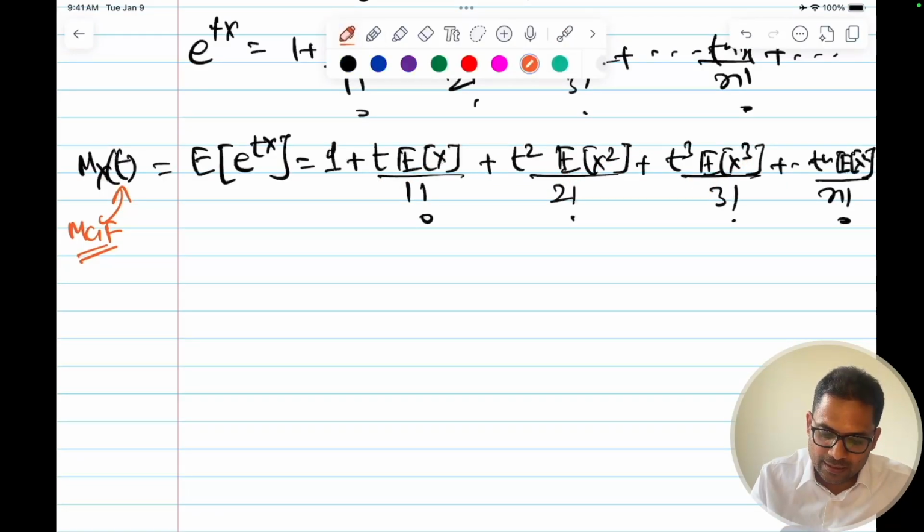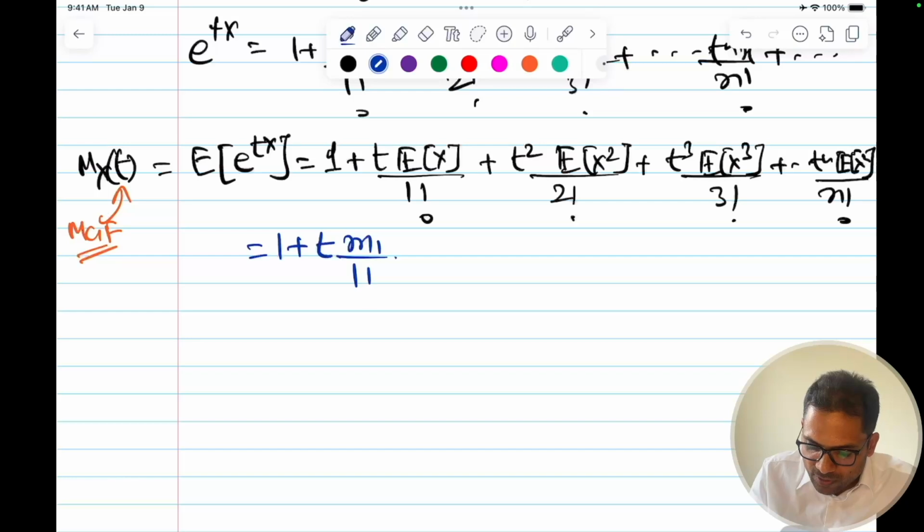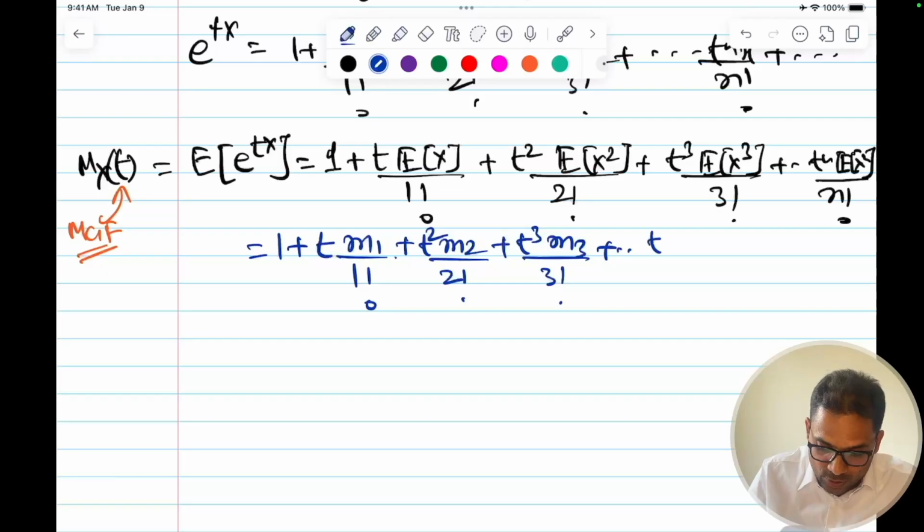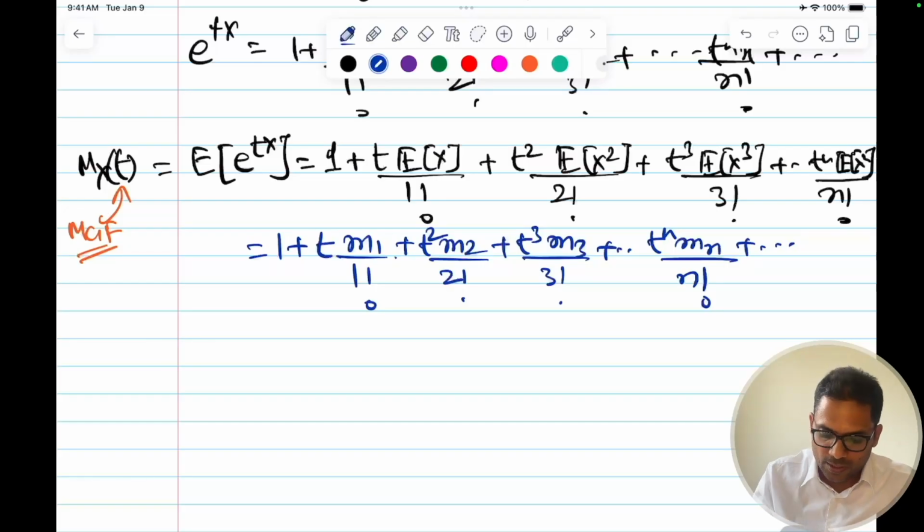Let's write it down that way. This is equal to 1 plus t times m1 by 1 factorial plus t square times m2 by 2 factorial plus t cube times m3 by 3 factorial, and so on, plus t to the power n times the nth moment by n factorial, and so on. This goes on. This is my M_X(t), coming from here.